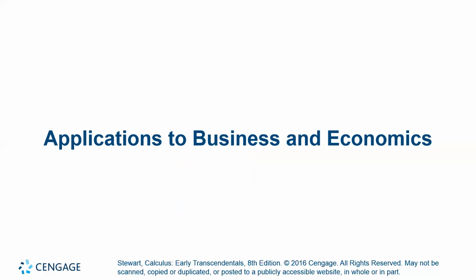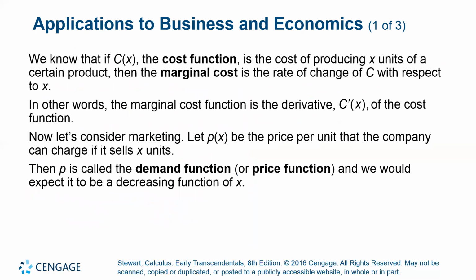Then we have one more application to business and economics. All right, so we have this example. Let's talk about some terminologies there. We're going to denote C of x as the cost function, and then the marginal cost is the derivative of C. So C prime is what you call the marginal cost. So this is the cost of producing x units of a certain product. Then the marginal cost is the rate of change with respect to x.